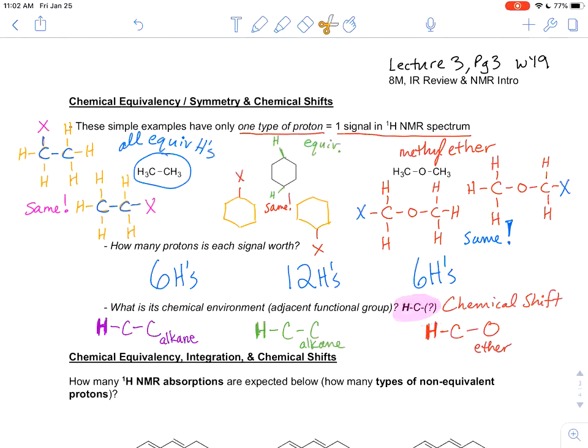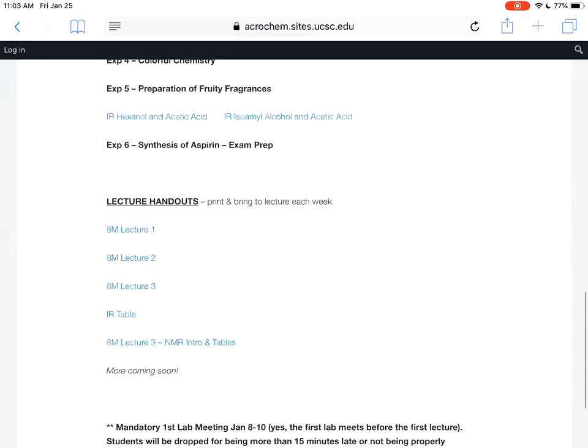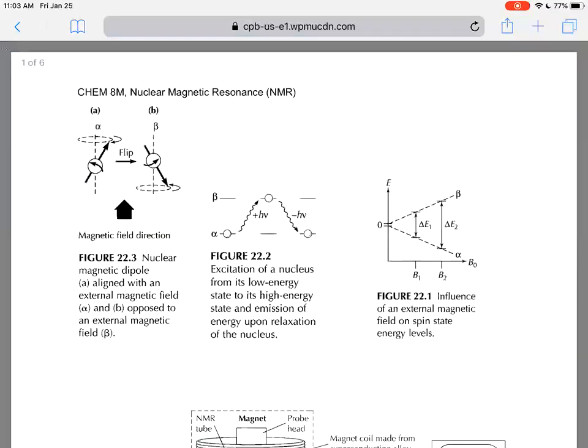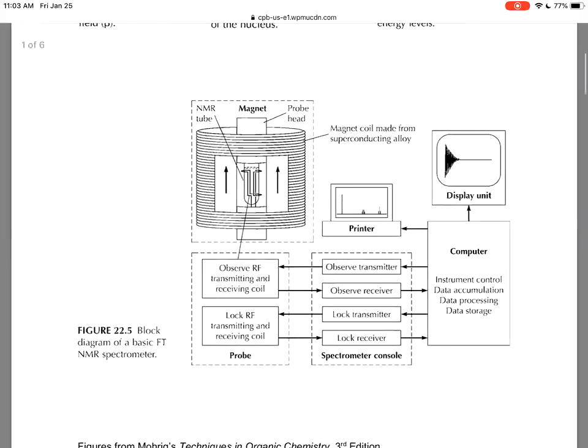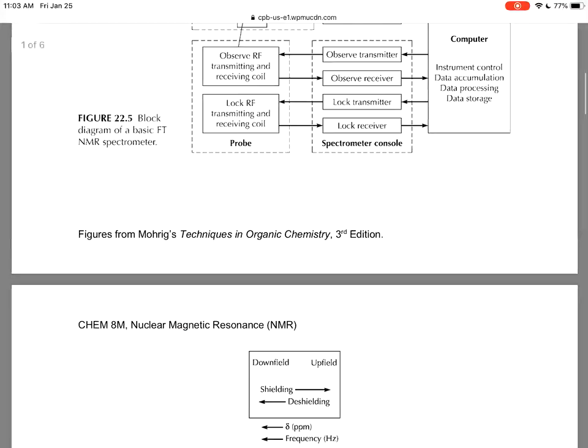So I'm just going to switch apps here and go to the class website. This is at the very bottom of the Chem 8M website, and here are the NMR intro tables. There's a couple of figures in the front that go over what resonance frequency actually is, how it flips the spin of the atom. We talked a little bit about that, and I had some pictures here really just so you can see some of the inner workings of the instrument, but mainly what we care about is what you see on the printer display, what actually the peaks are. That's there if you're interested.